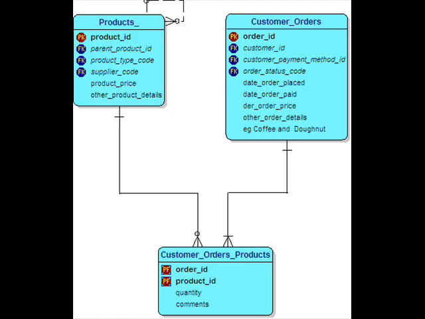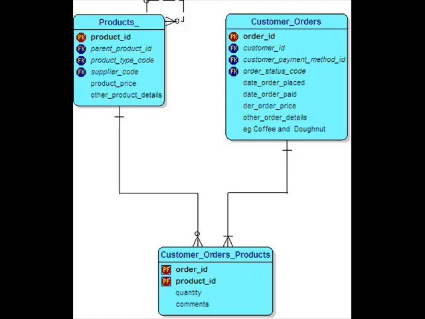A dotted line would indicate the existence of a foreign key, which we have discussed before. At the customer orders products end of the relationship, there's what's called a crow's feet symbol, which indicates the many aspect of the relationship. The little O immediately above the crow's feet shows that this is an optional relationship. In other words, not every product has an associated record in the customer orders products table.